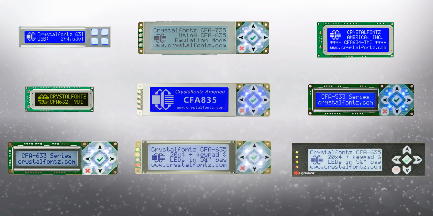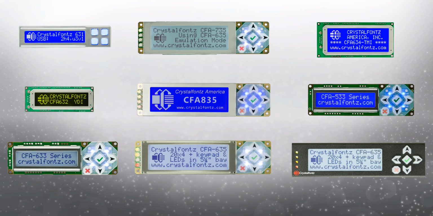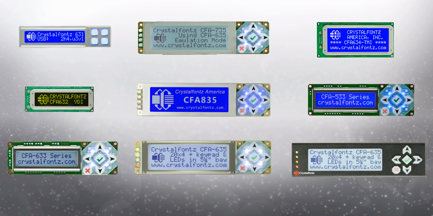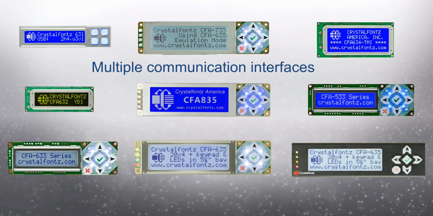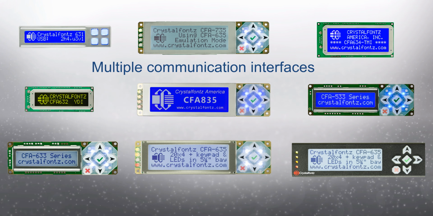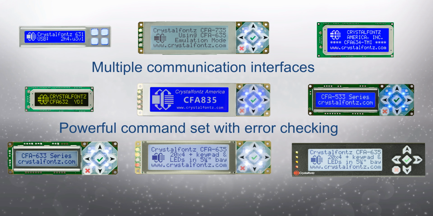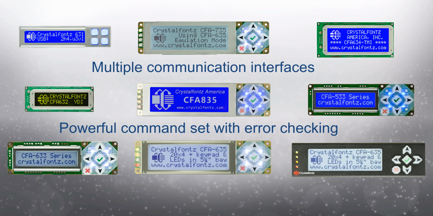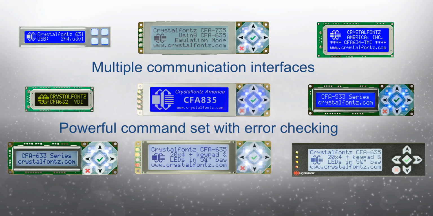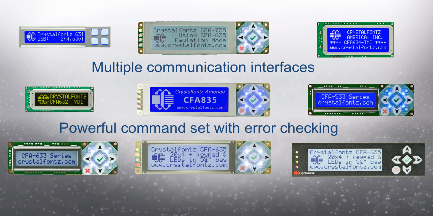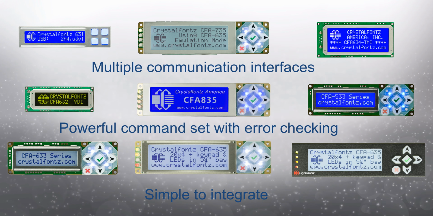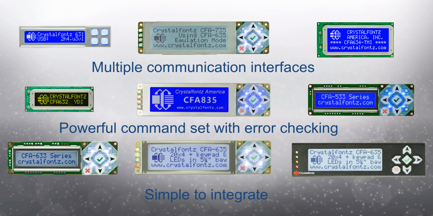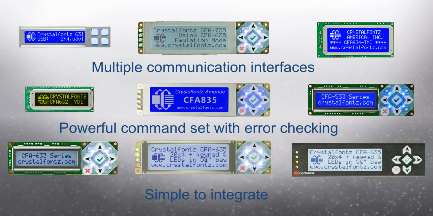Before we jump into this, let's go over what makes these display modules different than most LCDs on the market. One is that most of them offer multiple interfaces, including USB, RS-232, and others. The more advanced modules offer a powerful command set with error checking, which makes them a very robust display. With the wide variety of interfaces and options, it makes it simple to integrate them into your design or existing systems. Let's take a closer look at the features of each of these modules.